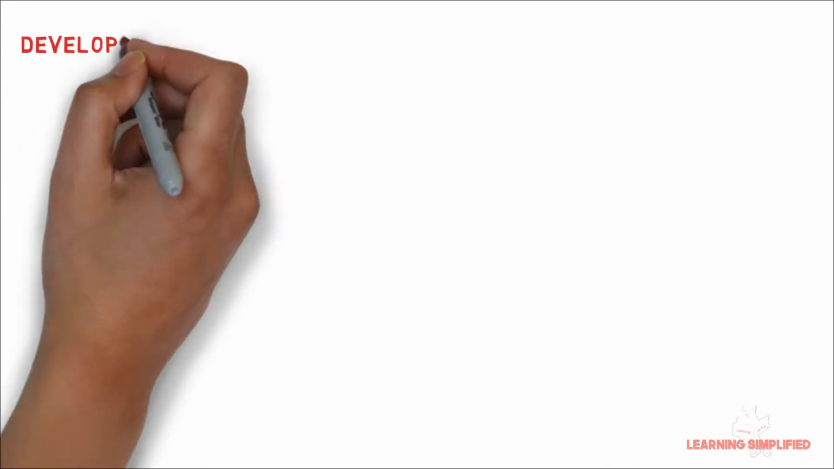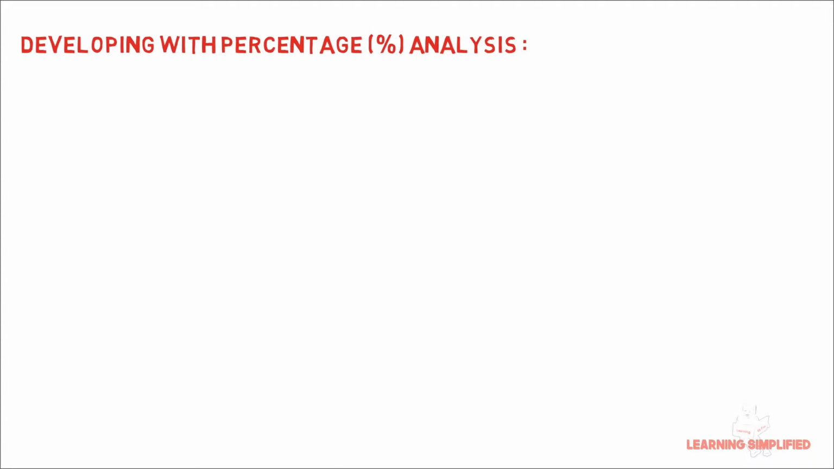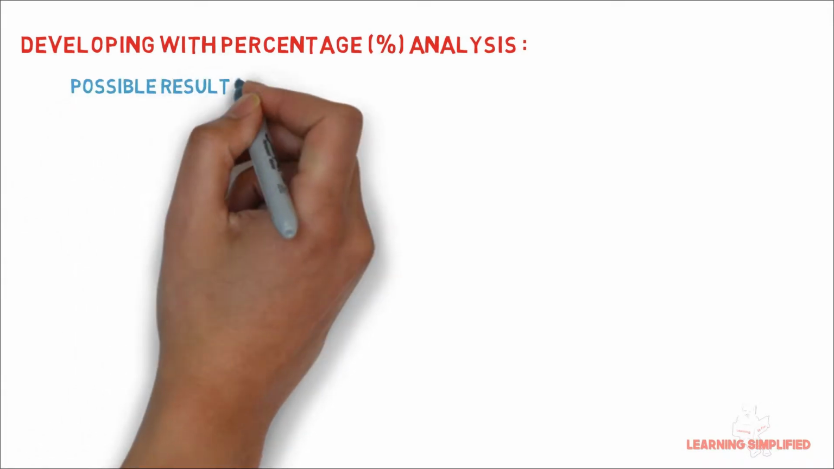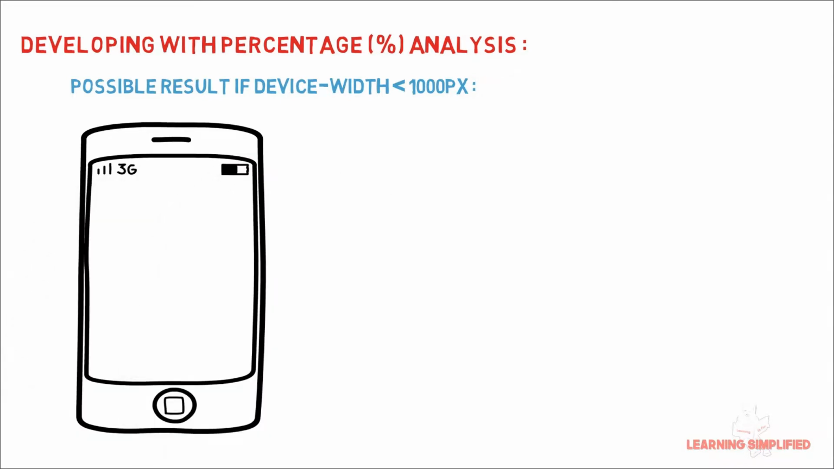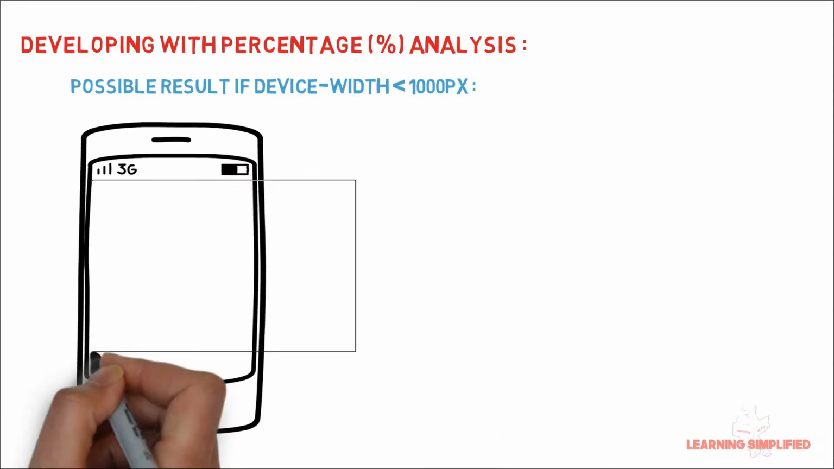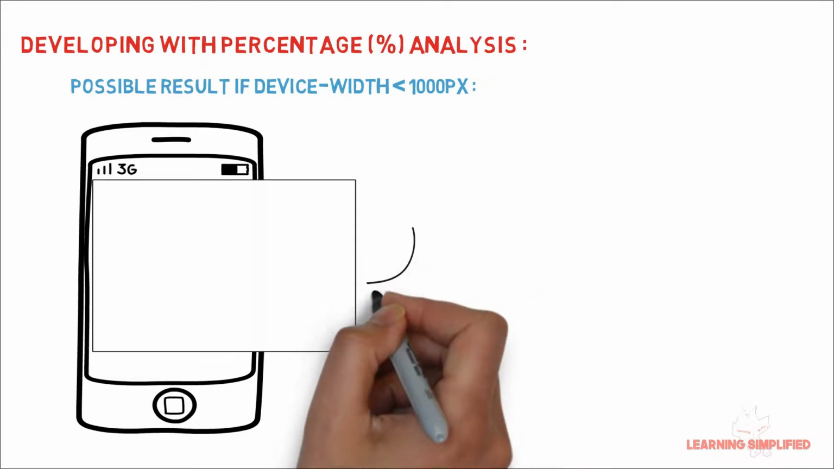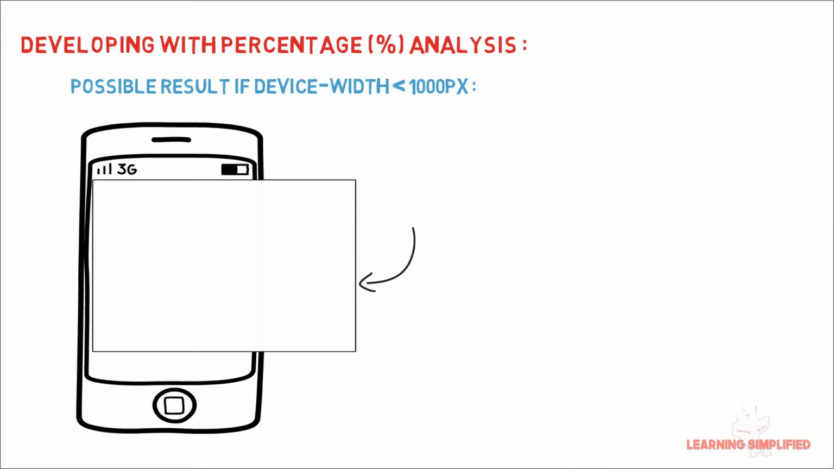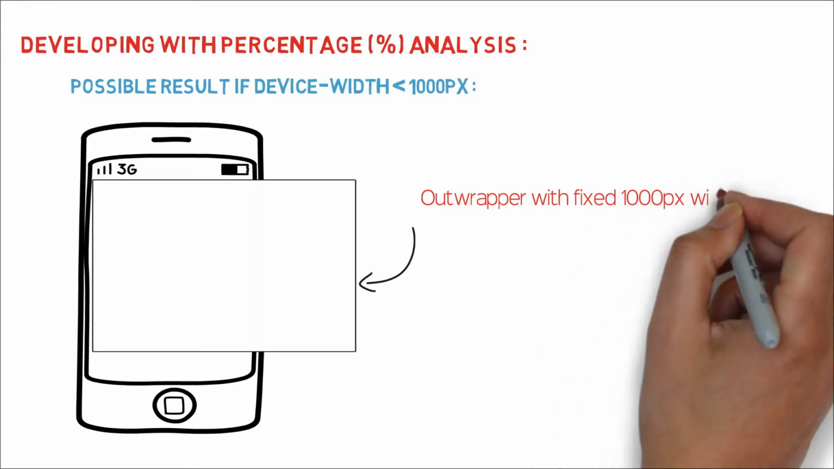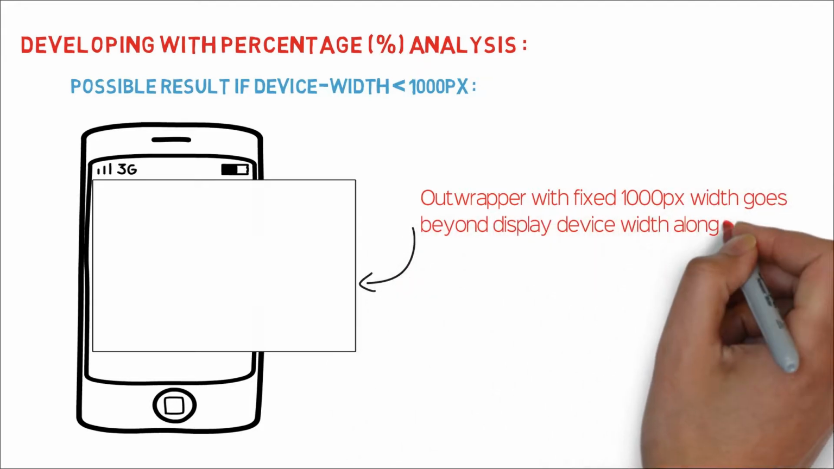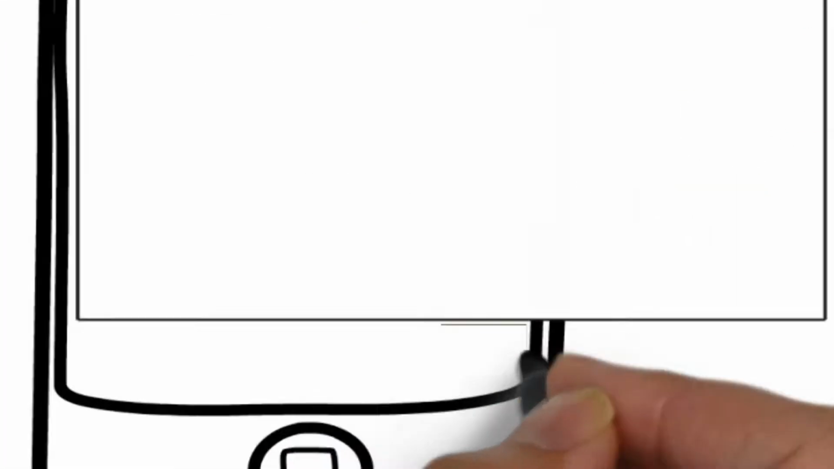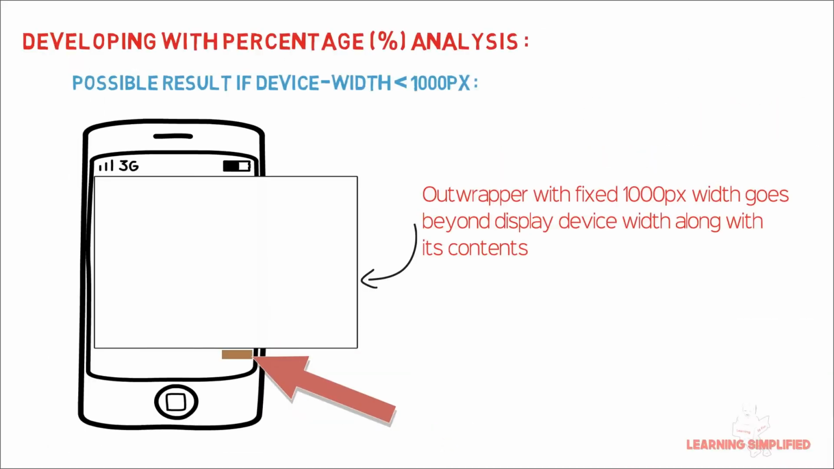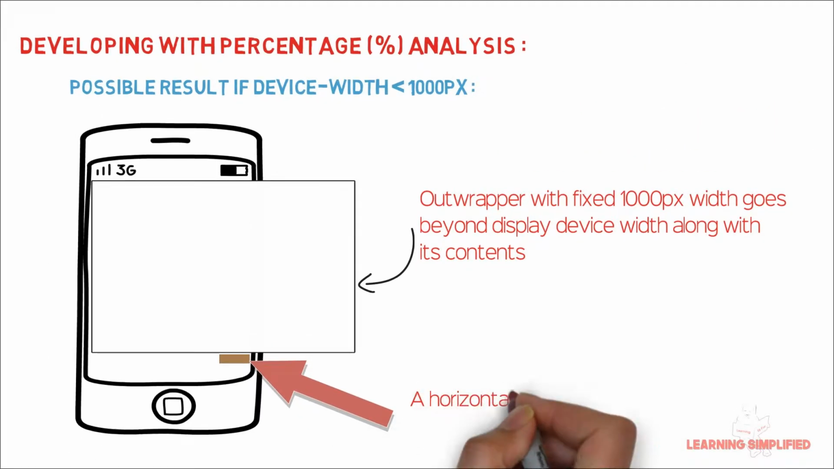But this time we are developing with percentage analysis, but before that we have to see what is the possible result if that device width is 1000 pixels, lesser than 1000 pixels, and the measuring unit is pixel. We can see that this outwrapper with a fixed 1000 pixels width goes beyond the display device along with its contents, and a horizontal scroller appears at the bottom of this web page.